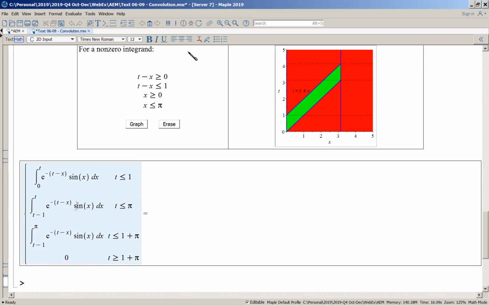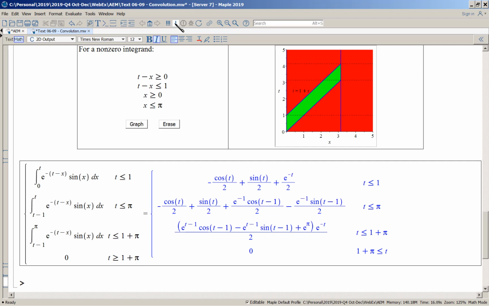Well, this is a piecewise function. Let's have Maple evaluate that. Oop, there we go. Maple has evaluated. This is what the convolution looks like in this instance. Now, even that is a chore. We had to draw this graph, we had to write these integrals. Is there a better way? Is there a more efficient way to come up with this convolution?